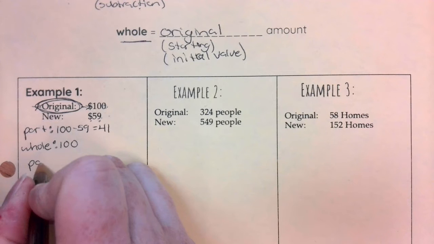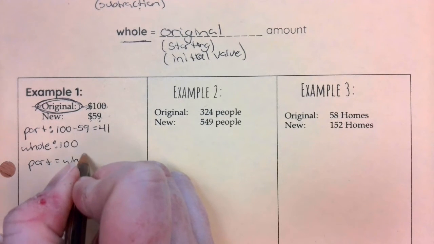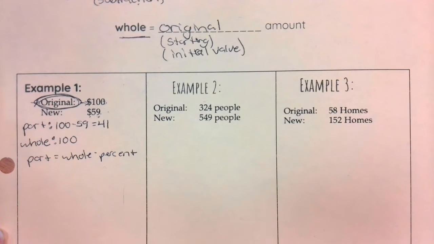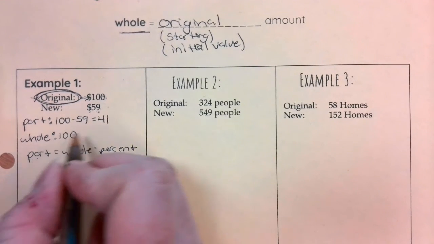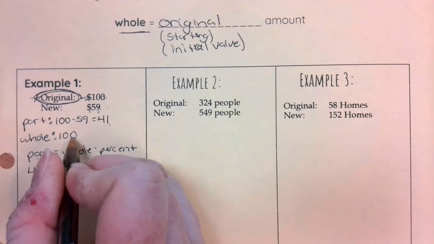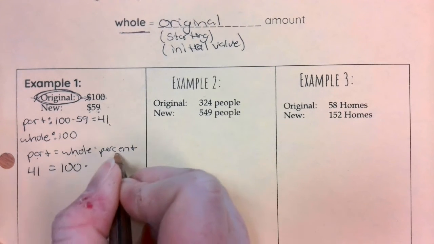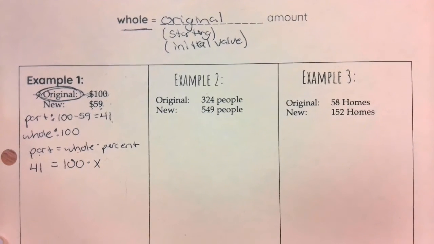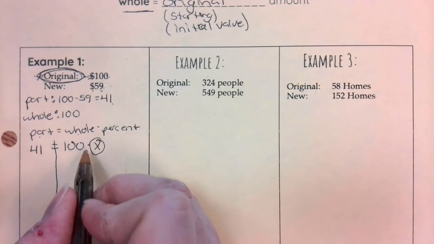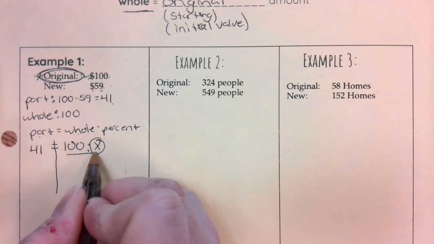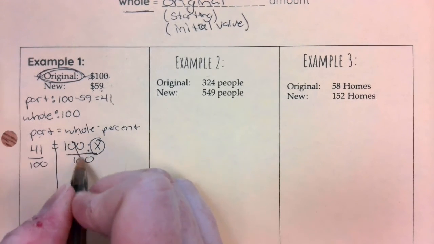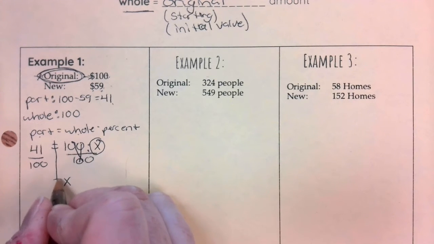Then we have our part equals whole times percent, and we just substitute in for the values we know. The part is 41, the whole is 100, and the percent is what we don't know. Now from here, it's a one-step equation, so you drop the line, circle the x. The opposite of multiplication is division, so we divide both sides by 100 to get the x by itself.